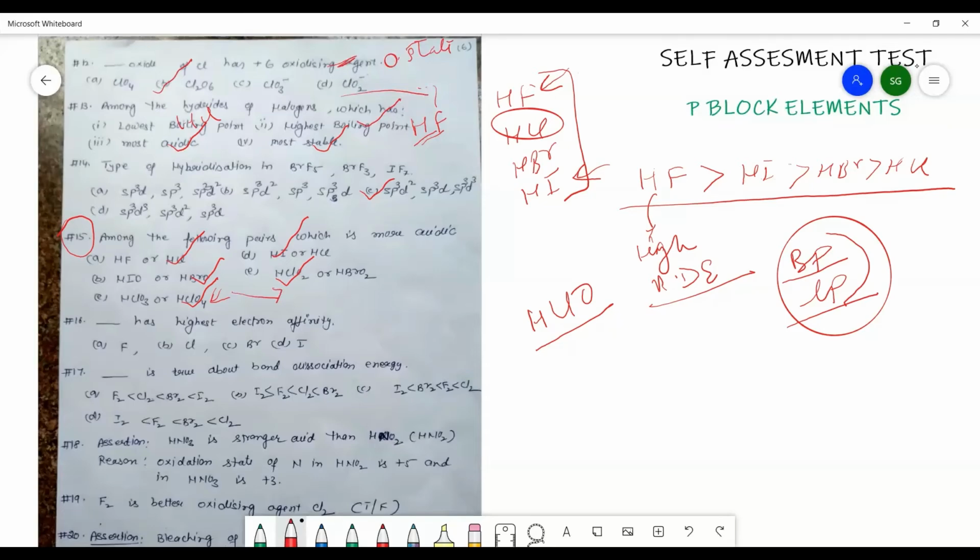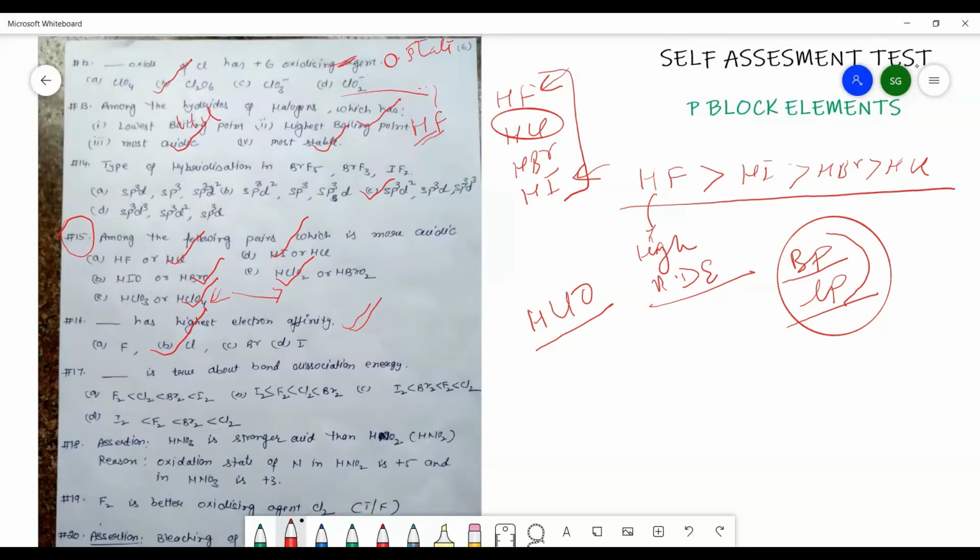Now, question number 16. Dash has the highest electron affinity. This question will be asked in different forms. Chlorine has the highest electron affinity. There is a confusion between fluorine and chlorine because fluorine is more electronegative in nature. Because of its small size, it has interelectronic repulsion, so the delta H of electron gain becomes less negative, so chlorine has the higher electron affinity.